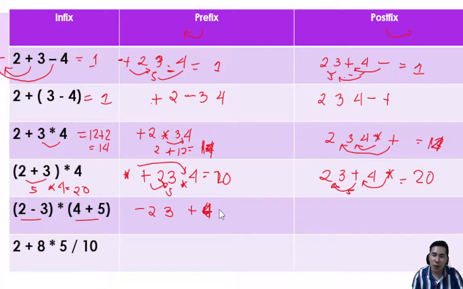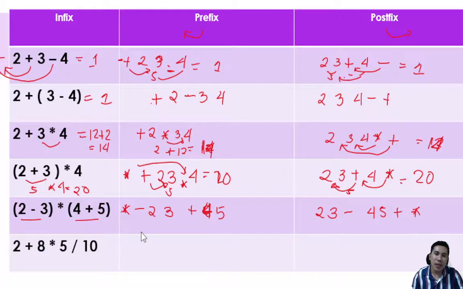So 4 plus 5, sorry. And then multiplication. Okay, so you subtract first 2 and 3, and then add 4 and 5, and then multiply them. So in your postfix notation, you have here 2, 3 minus, and then you have 4, 5 plus, and then multiplication. Okay, so 2 minus 3, 4 plus 5, and the results will be multiplied.